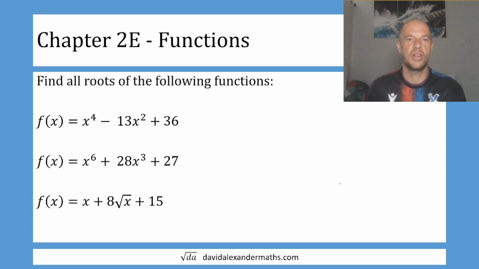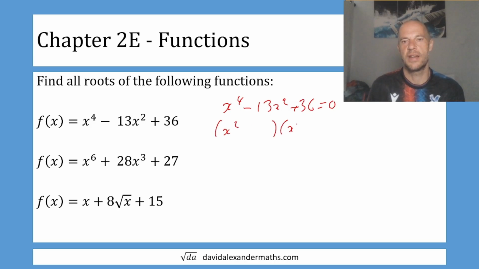Find all roots of the following functions. Okay, so we know that the roots is when the function equals 0, so that's x to the 4 minus 13x squared plus 36 equals 0. Now this is a disguised quadratic, so this will factorise to an x squared plus or minus something and another x squared plus or minus something. X squared times x squared gives me the x to the power of 4.